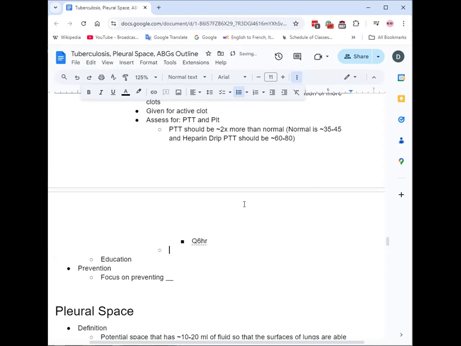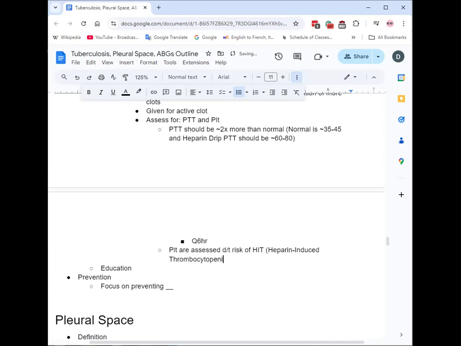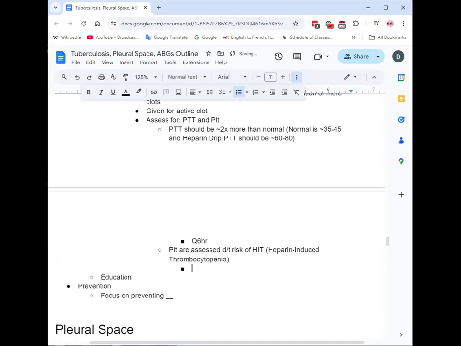Why do we worry about the platelets? The HIT, yeah. Platelets are assessed due to risk of HIT, the heparin-induced thrombocytopenia. Usually, basically a bunch of bleeding. That would be platelets usually under 100. That's when we look at that one.